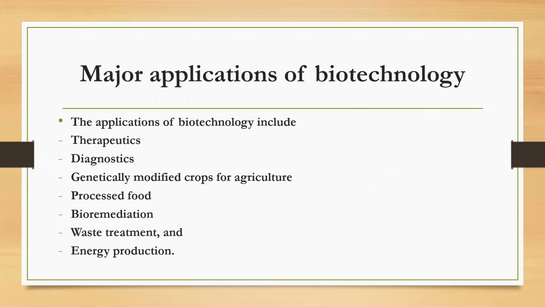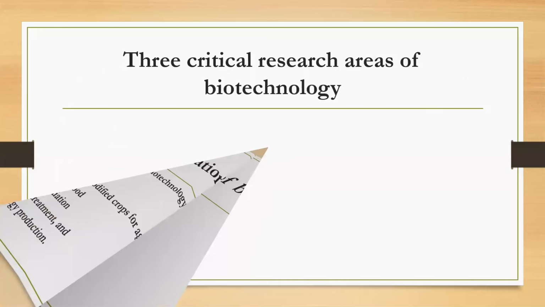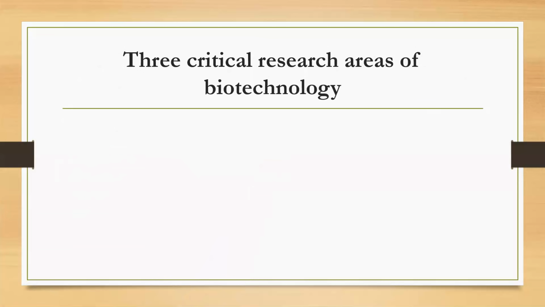In this chapter we are focusing on the major applications of biotechnology in various fields, particularly application in the field of agriculture, followed by application in the field of medicine, and finally application in animal husbandry. Some of the important examples are described here. Now let us see three important critical research areas of biotechnology. Biotechnology has a lot of scope in various fields.